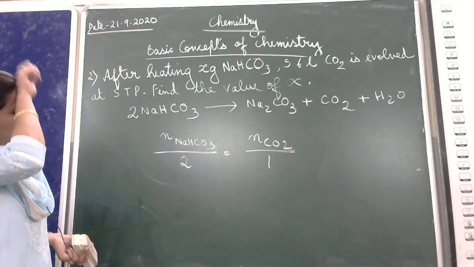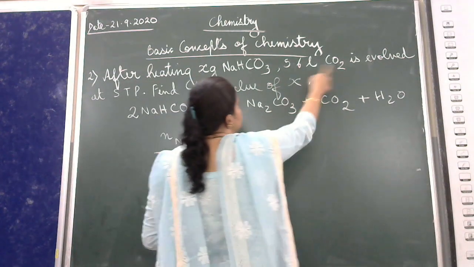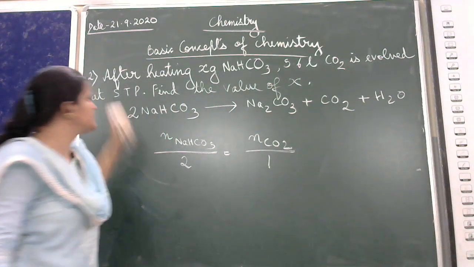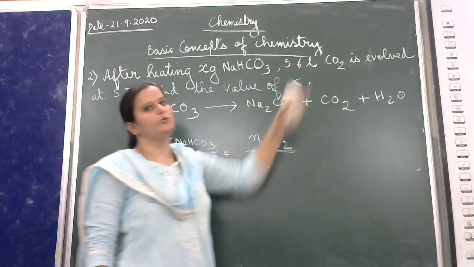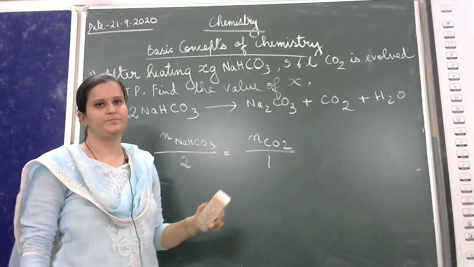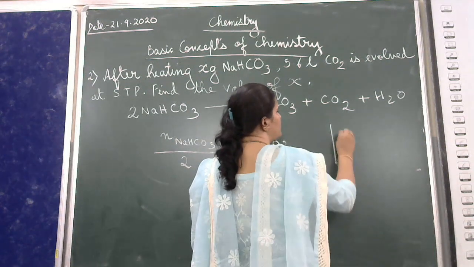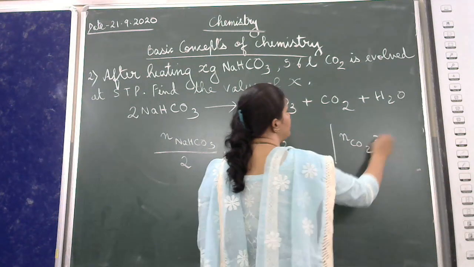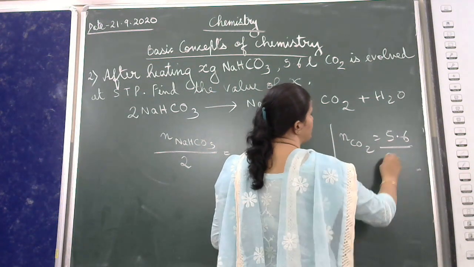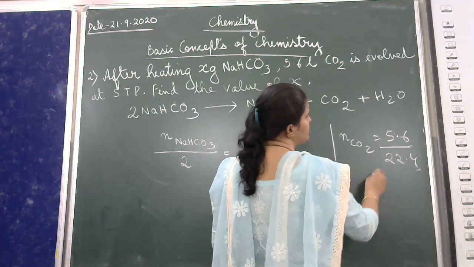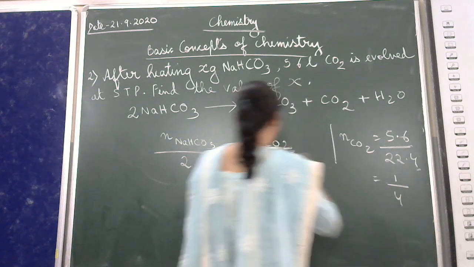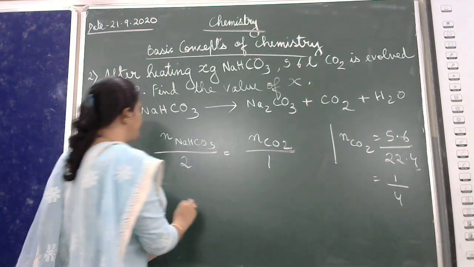Now, here 5.6 liter of CO2 is evolved at STP. If volume is given to you, you can calculate moles of CO2, isn't it? What is the formula to calculate moles when volume is given? Whatever volume is given divided by 22.4. So this becomes actually 1 by 4. So what will I write?